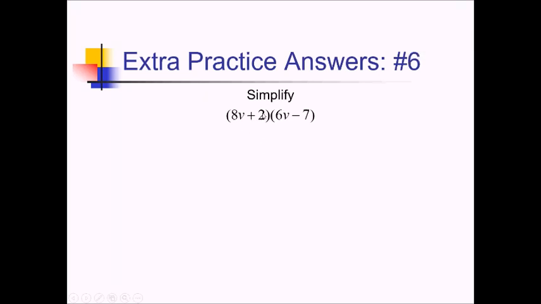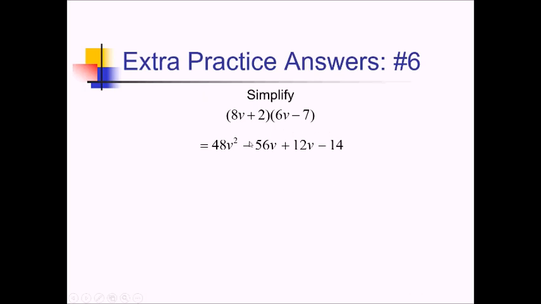For this one, we're multiplying these together to simplify, and we can use either FOIL or just double distributive here, distributing the 8v and the 2 to the 6v and the minus 7. So we've got 8v times 6v, that gives us 48v squared. 8v times negative 7, that's negative 56v. And now the 2 gets distributed to each of these. So 2 times 6v is positive 12v. 2 times negative 7 is negative 14.